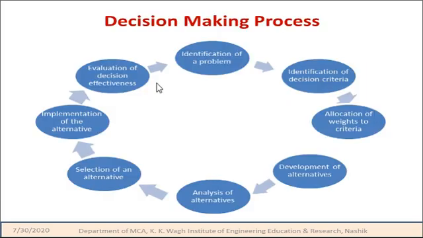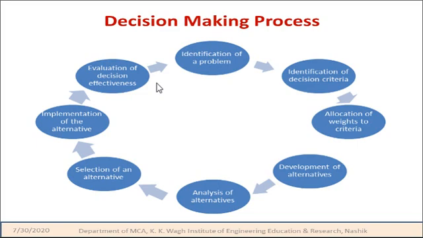For the decision making process, first you have to identify the problem. Once you identify the problem, then you have to identify the decision criteria, where exactly you have to work on that problem. Then you have to allocate the weight for the criteria. Once you allocate the weights, then you have to develop the alternatives: what are the different alternatives to execute or implement those different criteria.